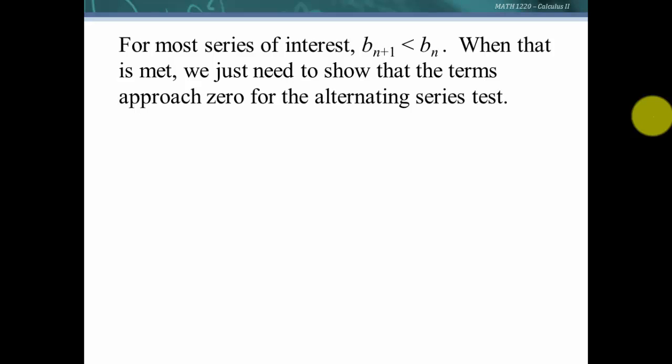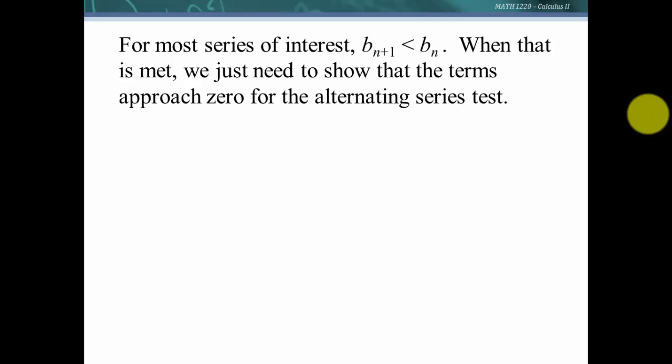For most series that we'll be interested in, we will easily have this first condition. So when that's met, then we just need to show that the terms go to 0 for the alternating series test. So as long as we know that we have these terms decreasing, we just worry about, is it going to 0?